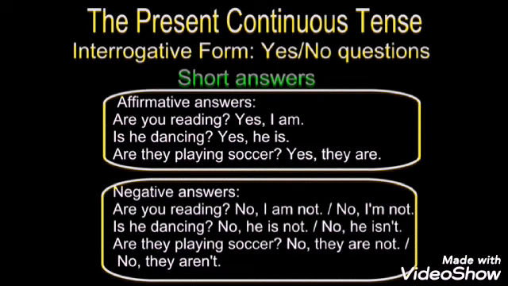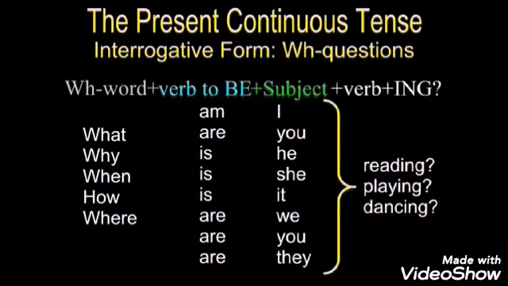The negative answers, you can say, are you reading? No, I am not. Is he dancing? No, he is not, or no, he isn't. Are they playing soccer? No, they aren't, or no, they are not. So you can answer with the full form of verb to be or the contracted form with the negative answers. But the positive or affirmative answers use the full form of verb to be: am, is, are. Don't use the contracted form.